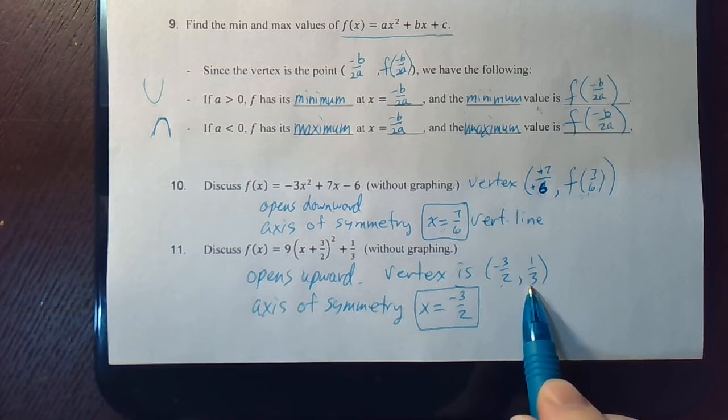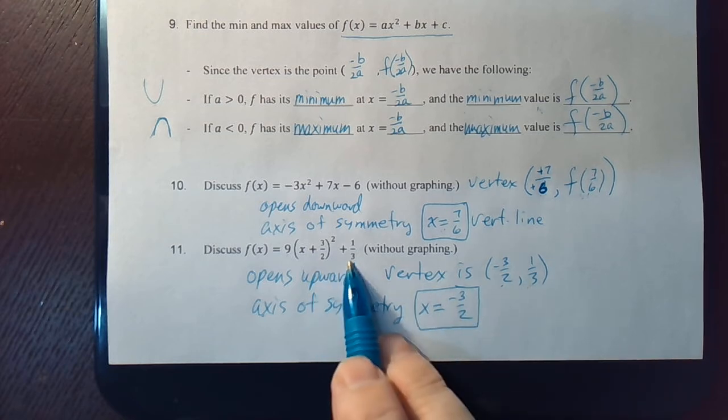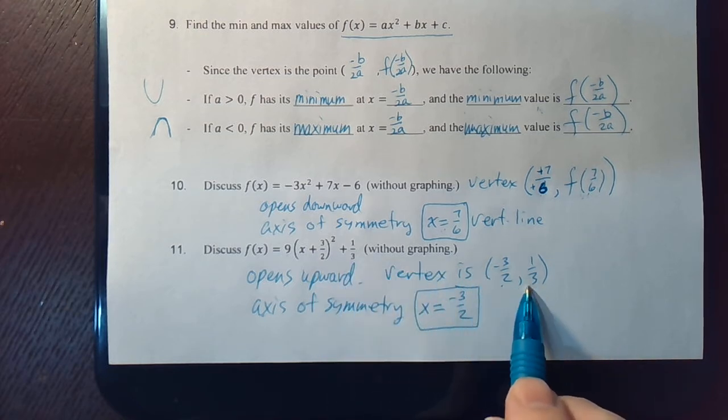So, one last question here. Does this graph have x-intercepts or not? It would not have x-intercepts because the lowest point on the graph is 1/3 and it opens upward. Here's the vertex and it opens upward.